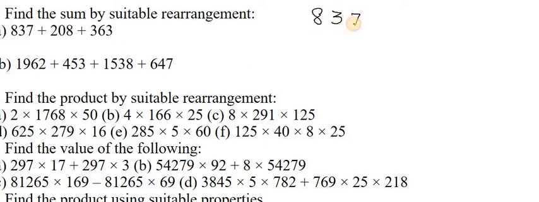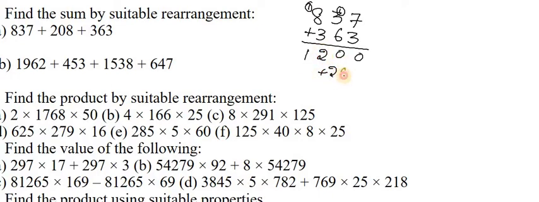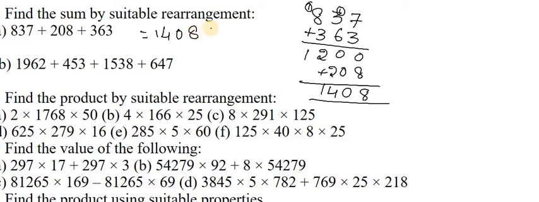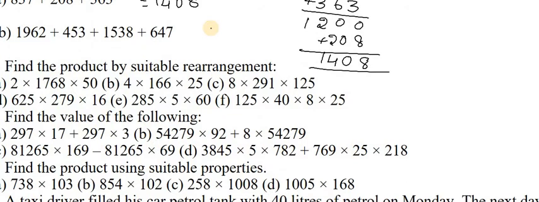First I'll add 837 plus 363. 3 plus 7 is 10, 9 plus 1 is 10, 8 plus 3 is 11, 12, and for 1200 I have to add 208. So the answer is 1408. That is the meaning of suitable rearrangement. Okay, so for the next question also we will see the suitable rearrangement.